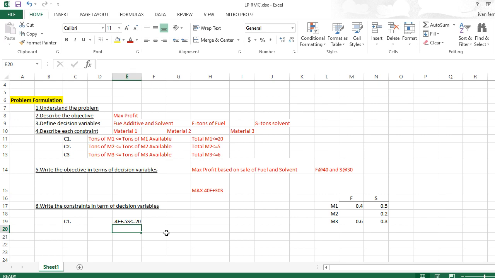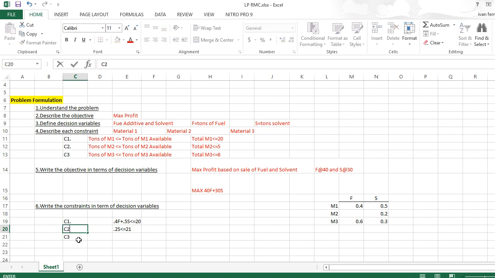Then you move on to the next one. The second one is actually pretty easy because material 2 is only used in the production of solvent, and you need 0.2 per ton. So it's just 0.2 times S. But that cannot be more than 21 tons because you are given 21 tons of solvent.